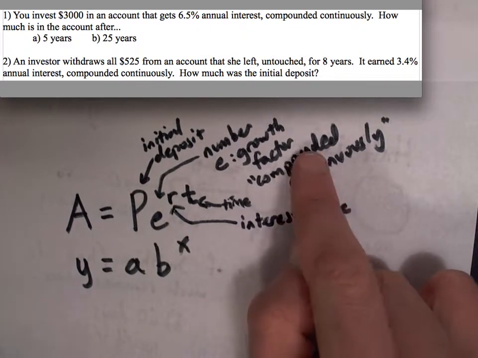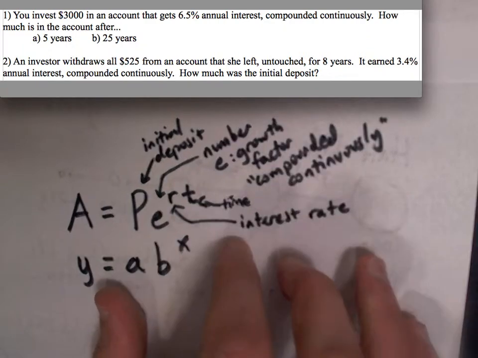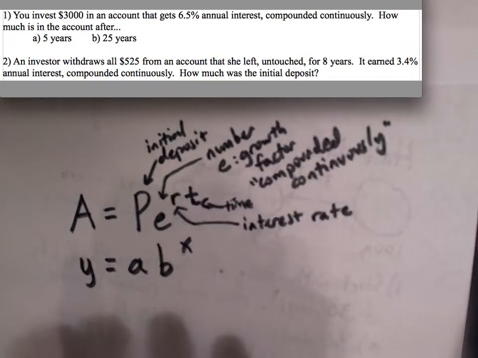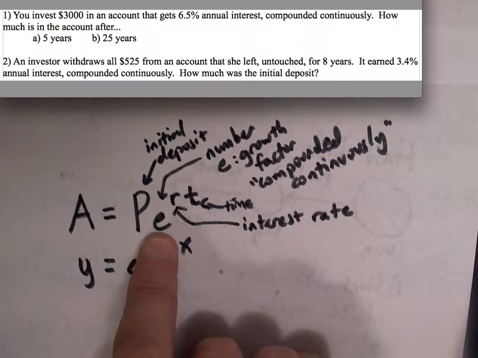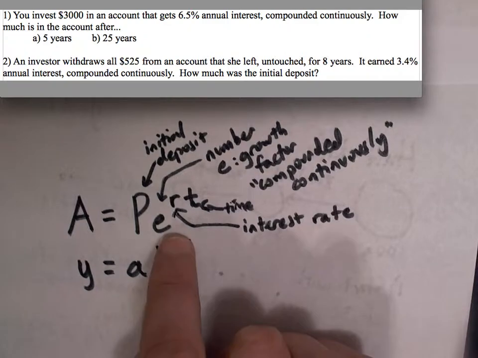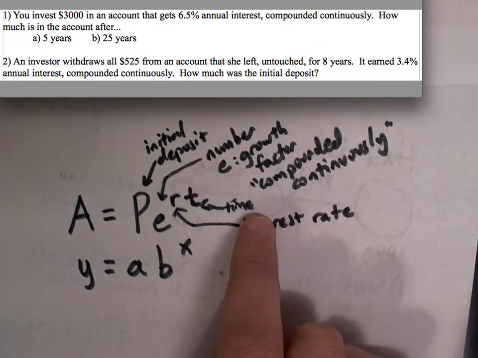The key is when you compound continuously. So if you keep compounding not once a year, twice a year, 4 times a year, not even every day, but you do it every second, it approaches this number e. So that's a number. It's our growth factor. That corresponds to the b here. And this is our interest rate times the time. So that's time right there.